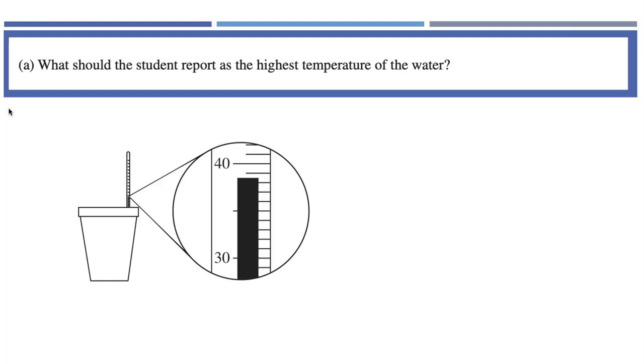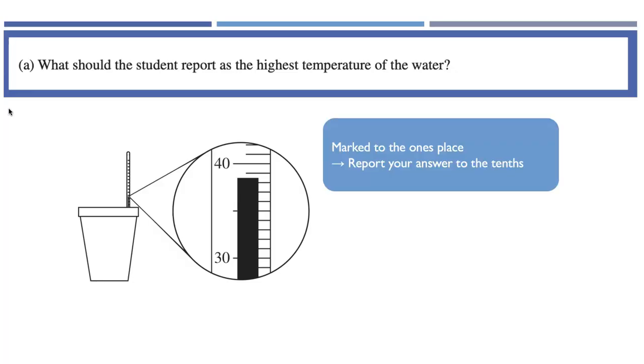So we want to know, do you know how to report data correctly? That's what this question is really about. When you look at the thermometer, you should notice right away that A, you have to read upwards. 30 is below 40, but also it's marked to 1 degree intervals. And since it's marked to the ones place, you need to add 1 estimated digit. So you're going to report the last digit of your answer, that estimated digit, in the 10th place.